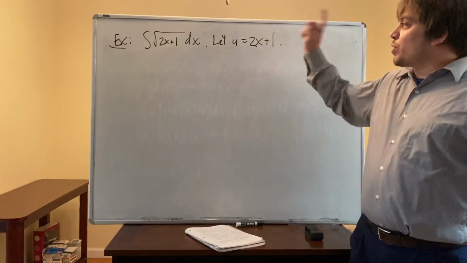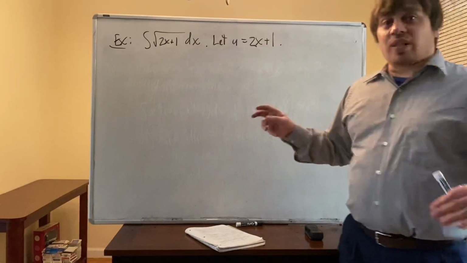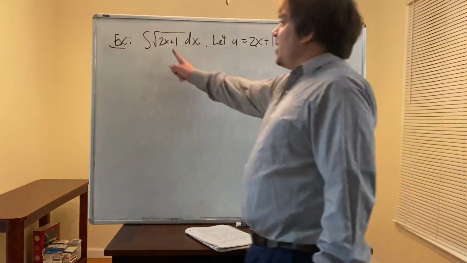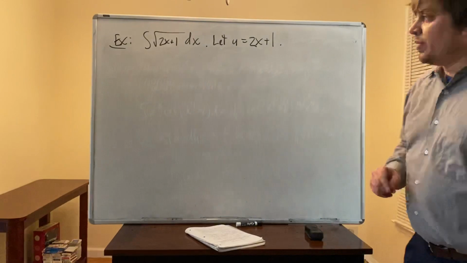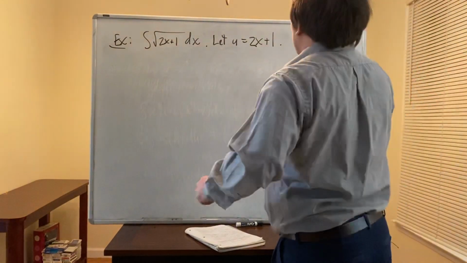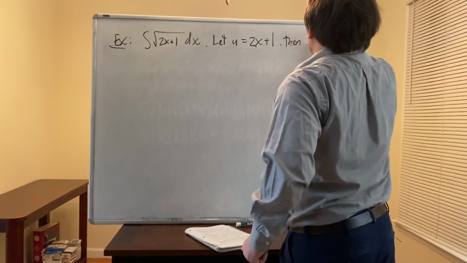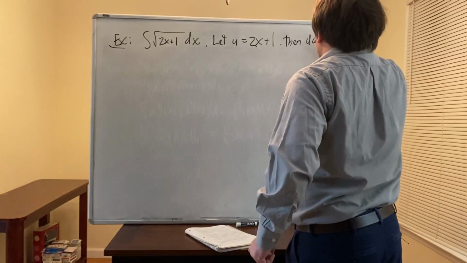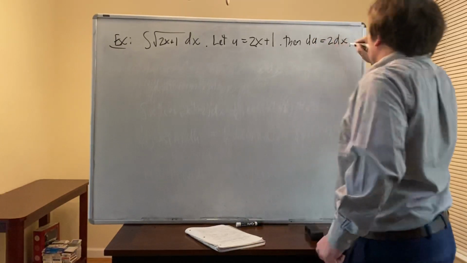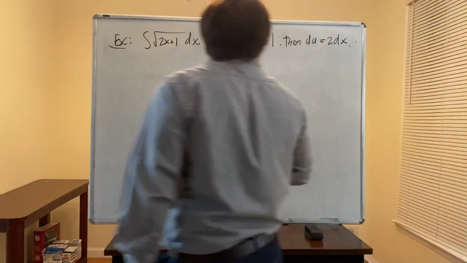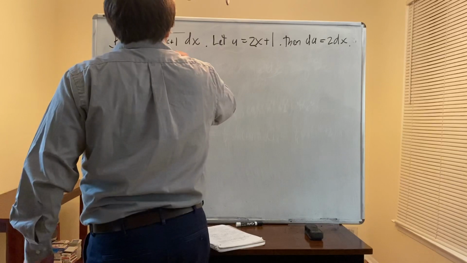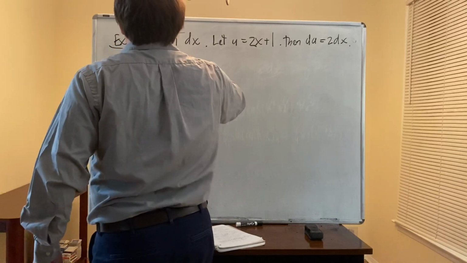If you let u be the square root of 2x plus 1, then that's complicated and it's not going to help. The u I chose here is simple. It's 2x plus 1. It's very simple. Okay, so u is 2x plus 1. Then du is 2 dx. Okay? By u substitution, by the substitution rule, it's also called u substitution.